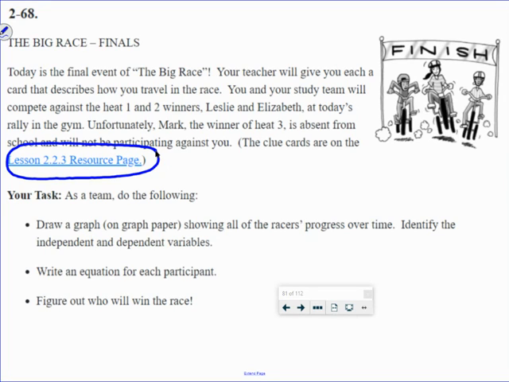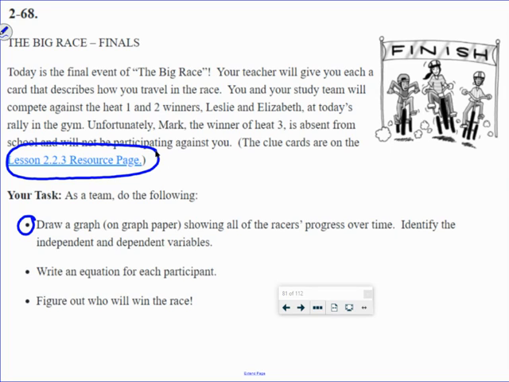Task: You are going to draw a graph on graph paper showing all of the racers' progress over time. Identify the independent and dependent variables, the equation for each participant, and figure out who will win the race. This graph, I want it to be a decent size, preferably an entire page. I actually want you to take a full page. I know it's kind of weird for some of you, but I'm looking for an entire page graph because that's the bulk of what we're here for. I want it to be done well. Using different colors is great. That's an option you can do.